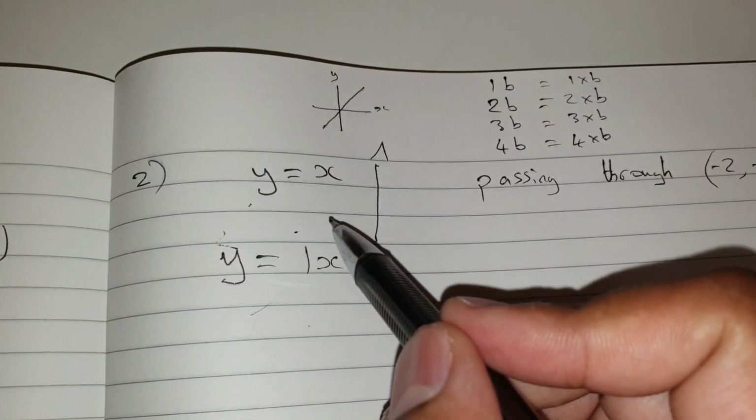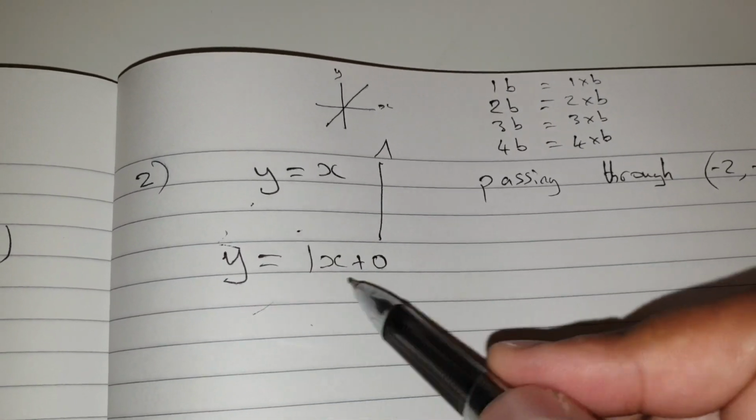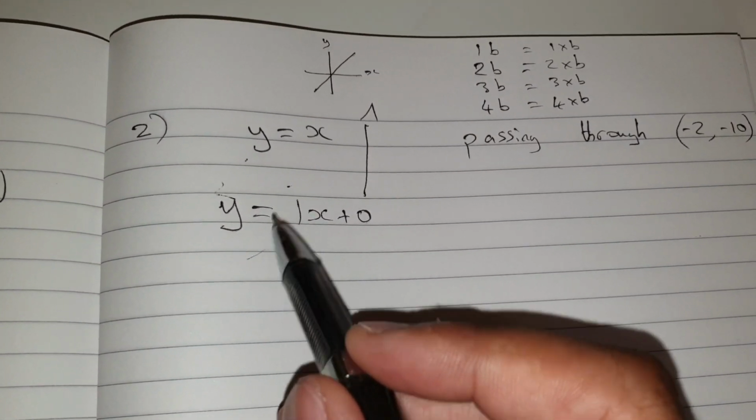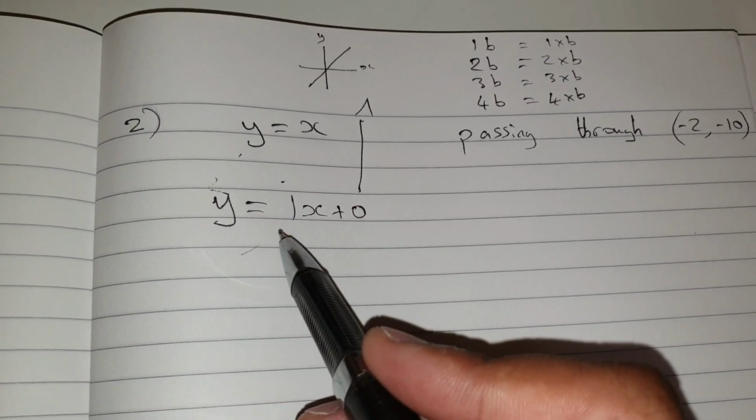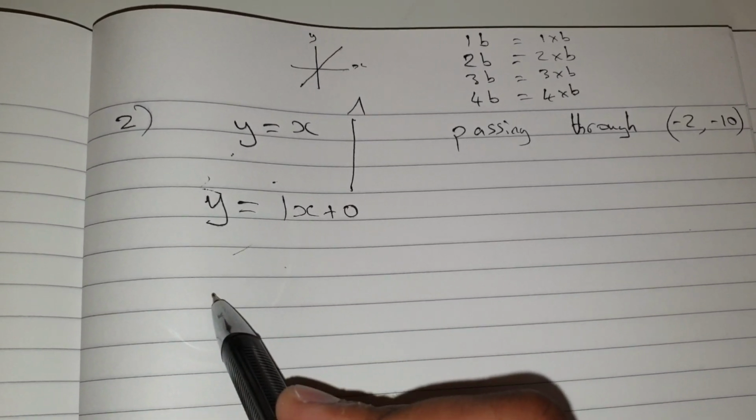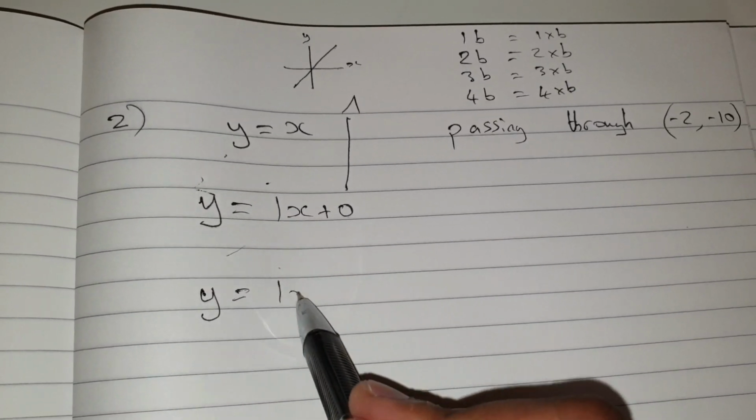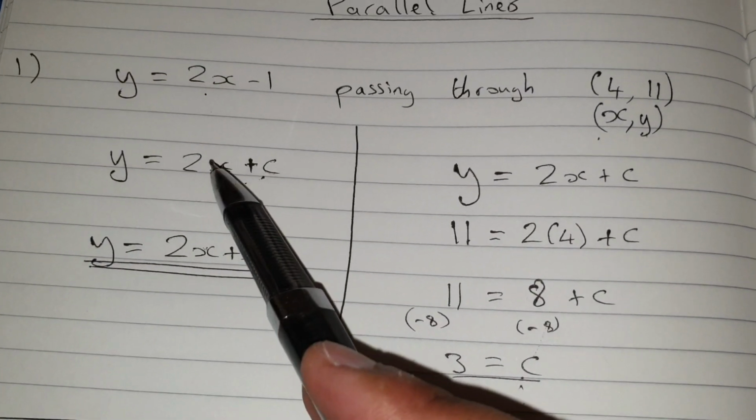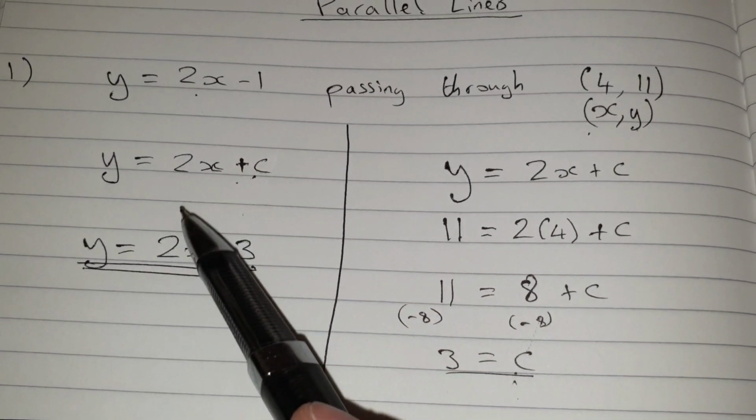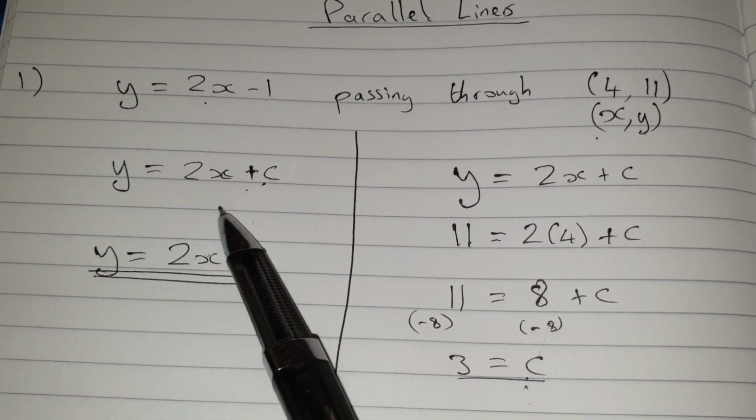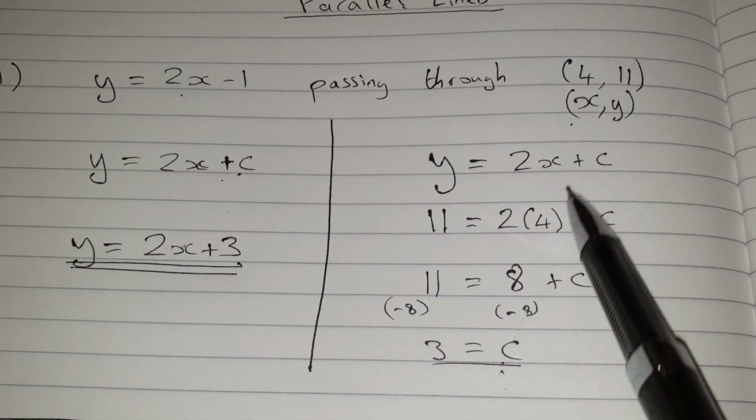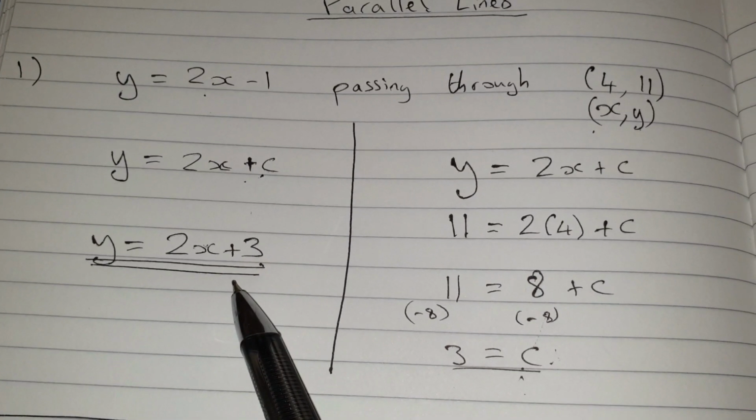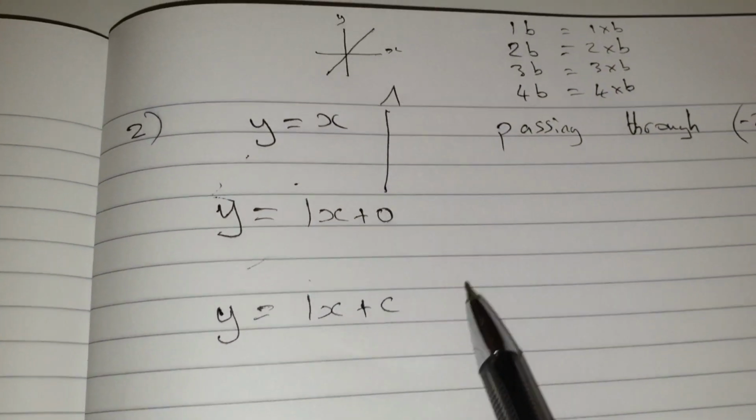So it's possible to write it either way because it has the same meaning. Therefore, your line that's going to be parallel to this line is going to have a gradient of 1x. So y equals 1x plus c. Similarly to the previous question, we had y equals 2x minus 1. Our line that's parallel had y equals 2x plus c, and then we substituted the values in, got c, and then put it back into the equation and got our final answer. We're going to do exactly the same thing again for this one.